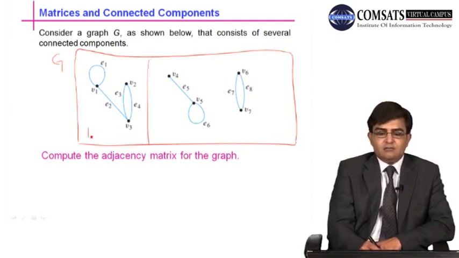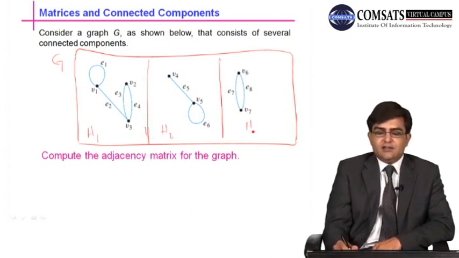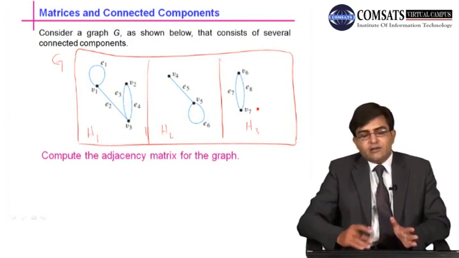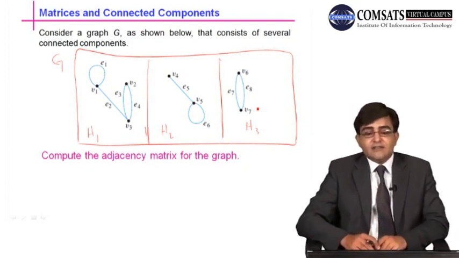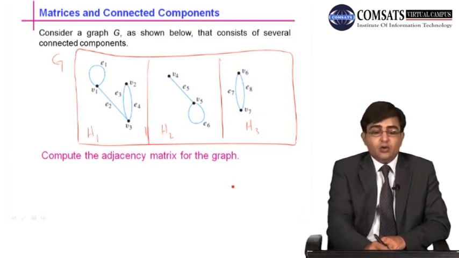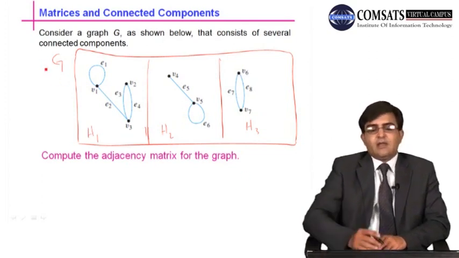This is H1, for example, this is H2, and this is H3. H1 is a connected component, H2 is a connected component, H3 is a connected component of G. We have already discussed in the previous lecture what the connected components of a graph are. And now we have to compute the adjacency matrix for the whole graph G.